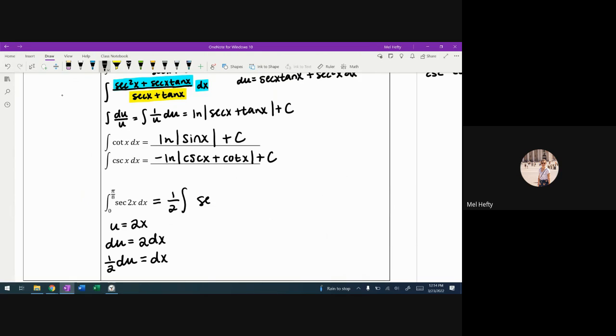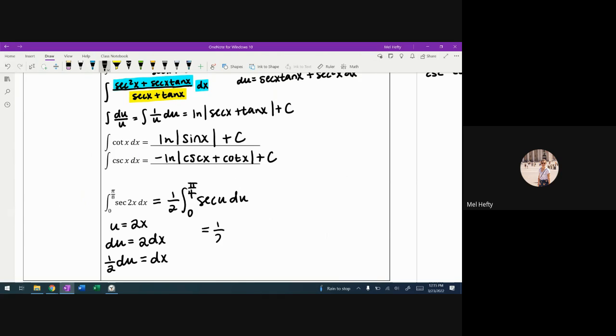This will now be secant of u inside here. All right. Would my bottom bound still be 0? Yeah, but that's conveniently because 2 times 0 is 0. What would my top bound be? Yeah, pi over 4 works, or 2 pi over 8.